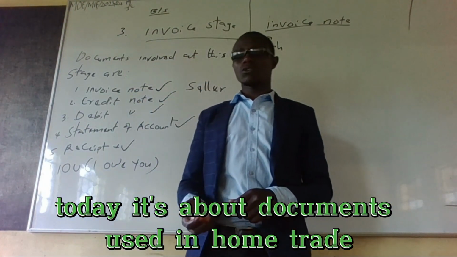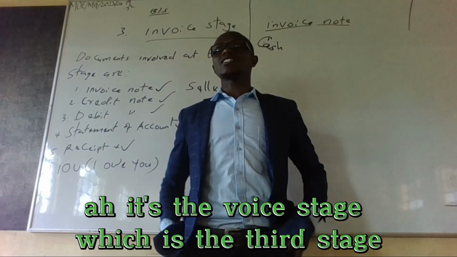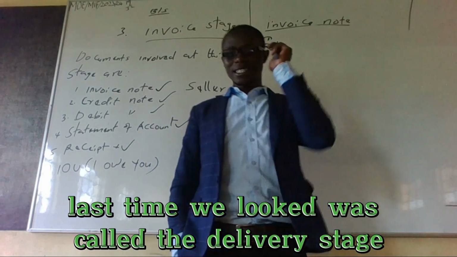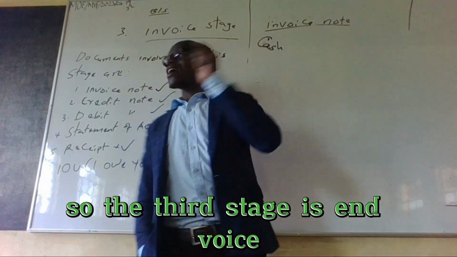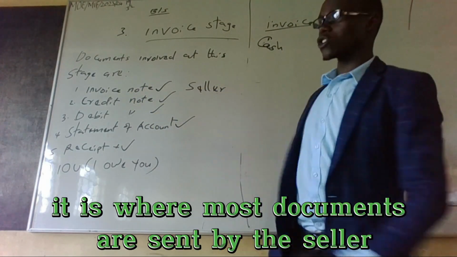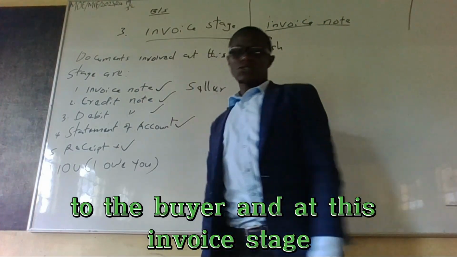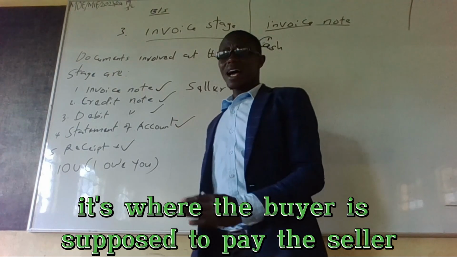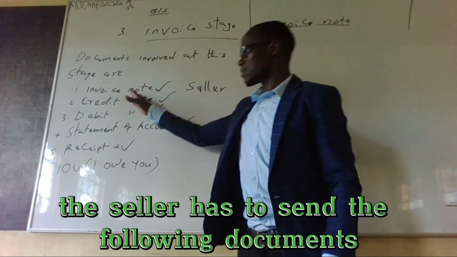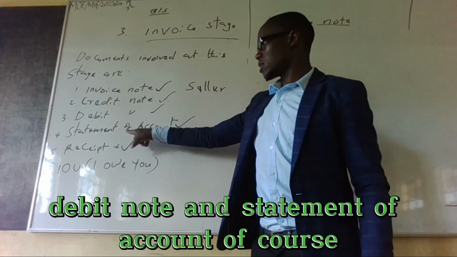It's about documents used in home trade at the invoice stage, which is the third stage. Remember the second stage last time we looked was called the delivery stage. So the third stage is the invoice stage, meaning that at the invoice stage, it is where most documents are sent by the seller to the buyer. And at this invoice stage, it is where the buyer is supposed to pay the seller. Therefore, the seller has to send the following documents: invoice notes, credit notes, debit notes, and statement of account.